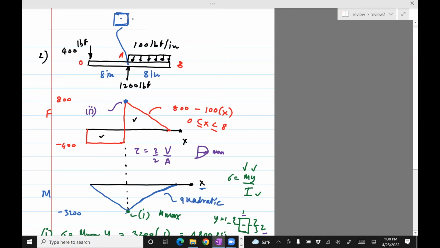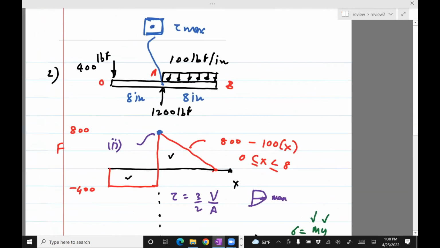Remember that the maximum tau occurs in the middle, but the maximum sigma occurs on the outer edges, right? It's max here. It's difficult to make that call unless you calculate it. So we'll compute the maximum shear stress on the outer surface. It doesn't really matter if you're upper or lower, it will be the same maximum shear stress.